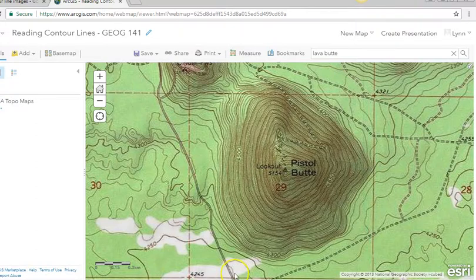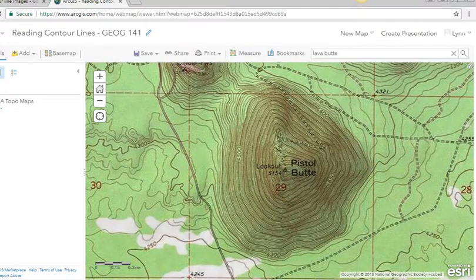So let's look at this on Google Earth. You can see this is a gentle slope. Those lines are far apart. Man, this is a pretty steep side. This is a little more gentle, but it's getting pretty steep as you get to the top.